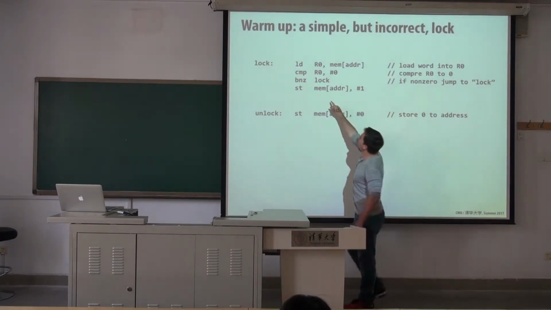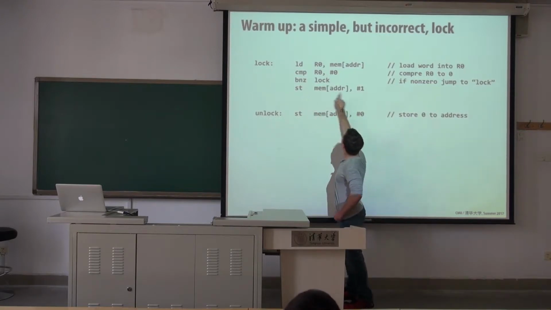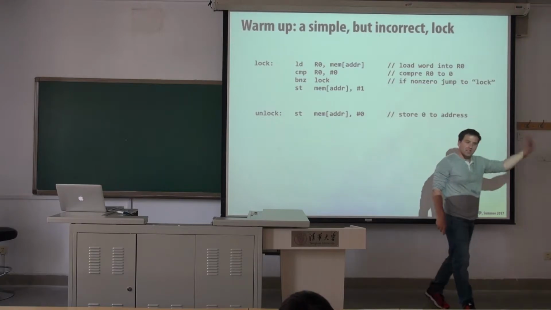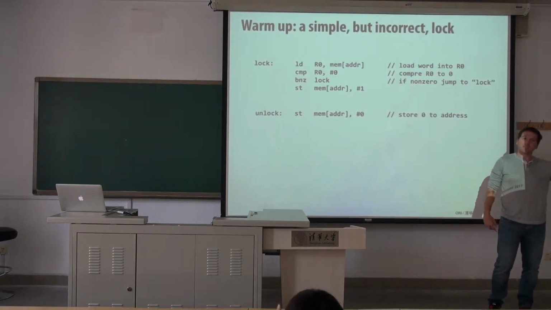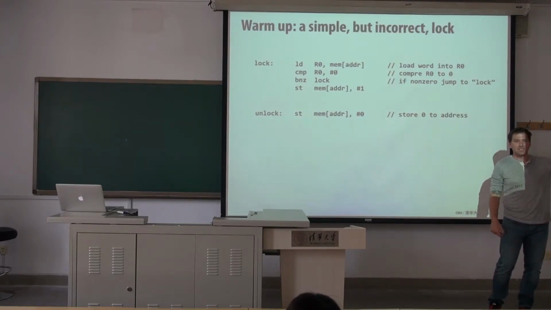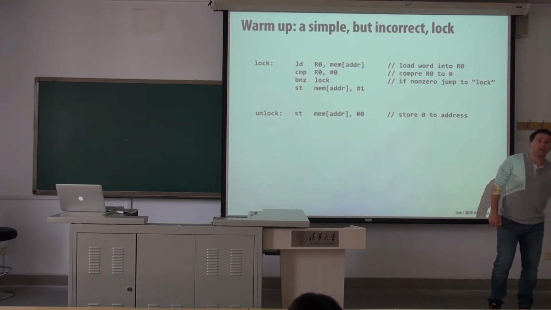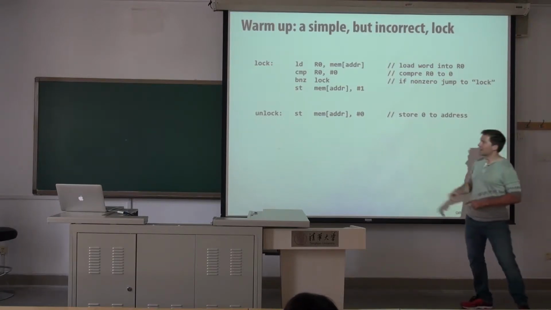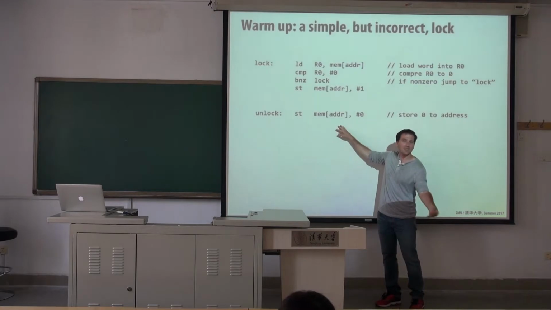And then if R0 is 0, we will store the value 1 back into the address. So that's saying, is the lock 0? If it's not 0, try again. If it is 0, write 1 to it, which means that this thread is taking the lock. And unlocking is pretty easy, just write 0 to the lock.